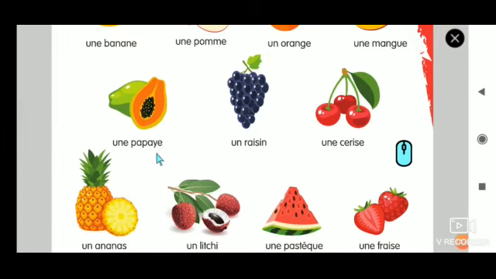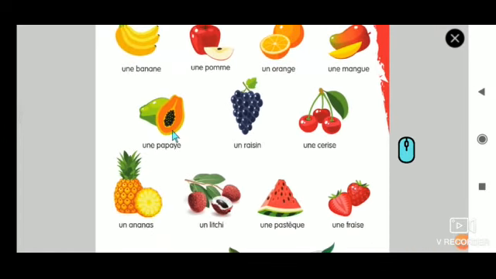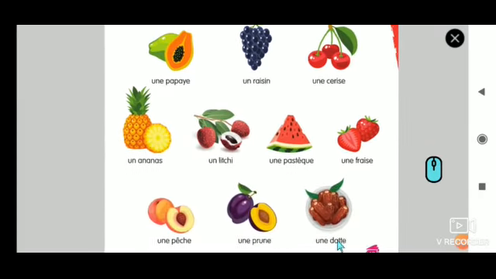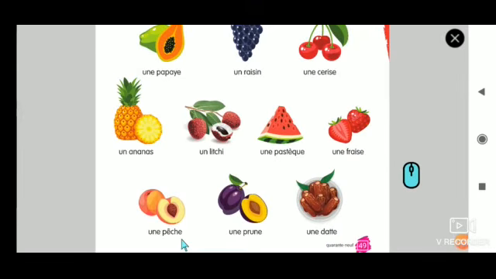Okay, so that is the way. I think this will be helpful for you, so you can take it as you wish. So I'll read it once again faster. Une banane, une pomme, un orange, une mangue, une papaye, un raisin, une cerise, un ananas, un litchi, une pastèque, une fraise, une pêche, une prune, une date.